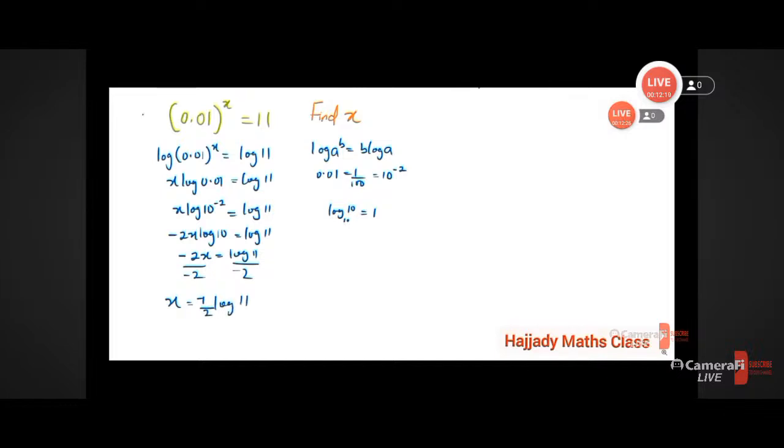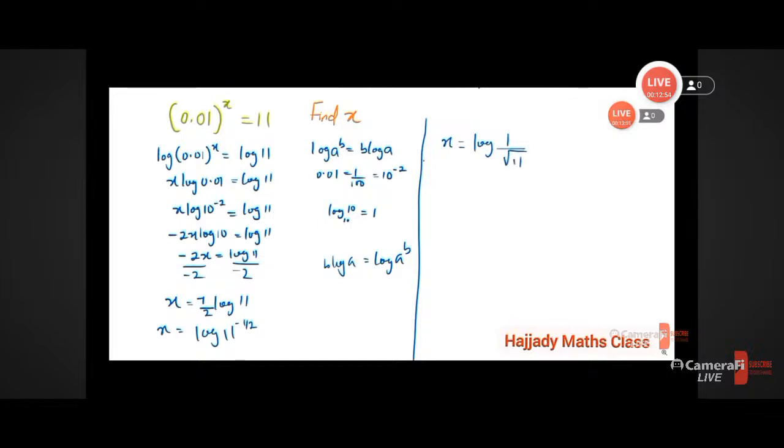And still using the first law of logarithm here, if I have b log a, it's still the same thing as saying log a raised to power b, right? So using the same thing here, I'm going to have my x to be equals to log 11 raised to power negative half. So from this, my x is the same thing as saying log 1 over root 11.